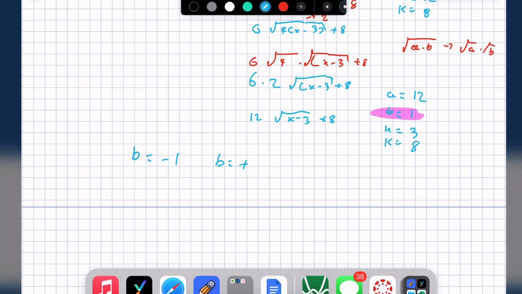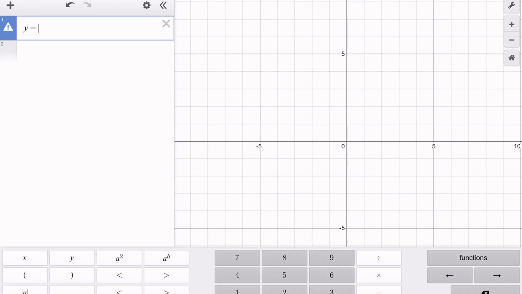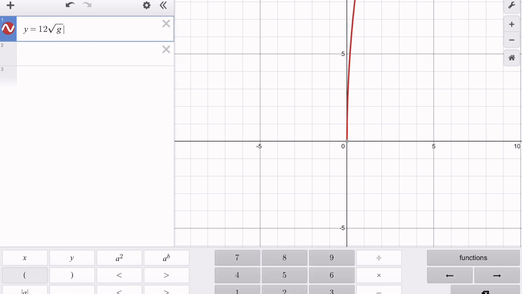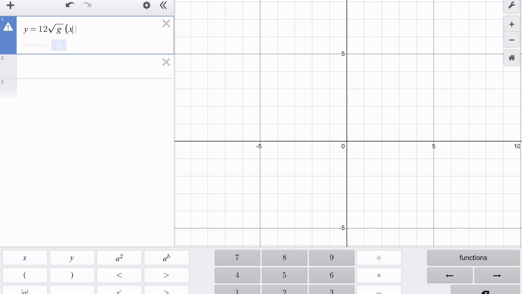Because, look, I'll show you in decimals, okay? Show you in decimals. 12 racine carrée, what's racine carrée? Racine carrée de x moins 3, let's call it g, okay? Racine carrée de x moins 3. What was that? X moins 3. What's going on?